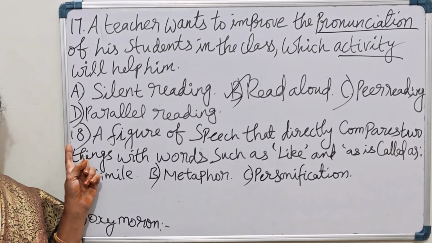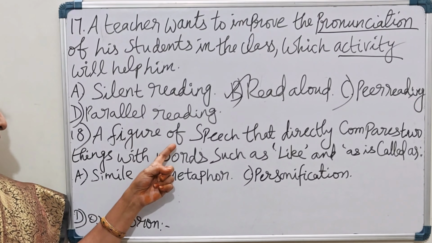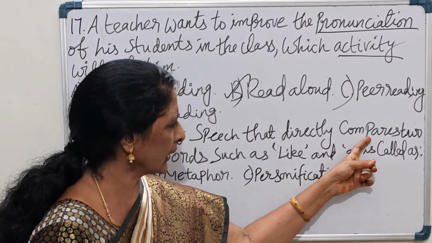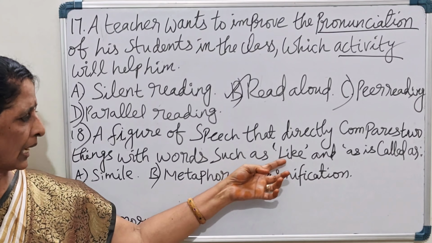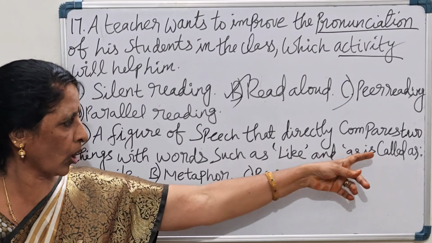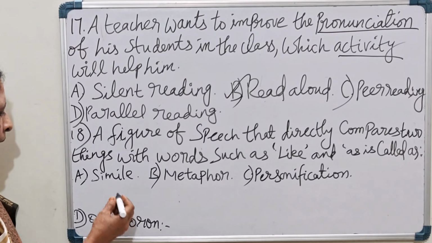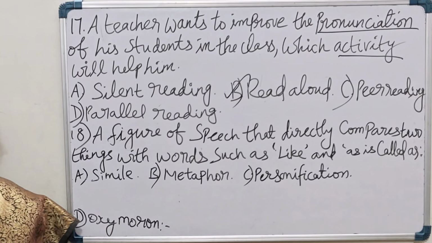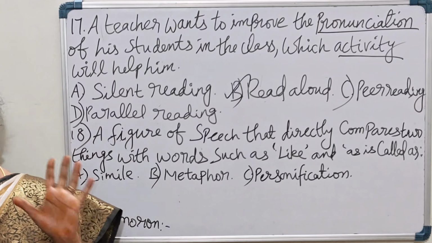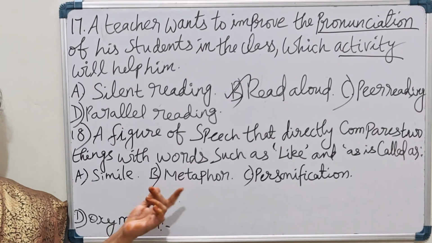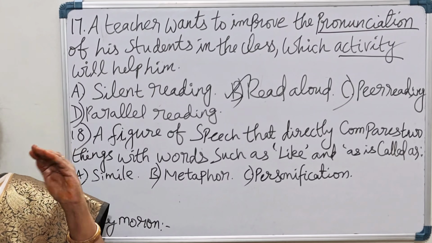Okay, 18th one: a figure of speech that directly compares two things with words such as like and as is called as. I told you, simile, comparison. Two things being compared will come with as and like. Metaphor means comparison without like or as.